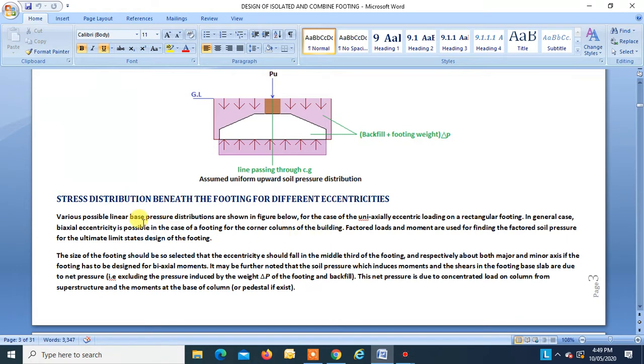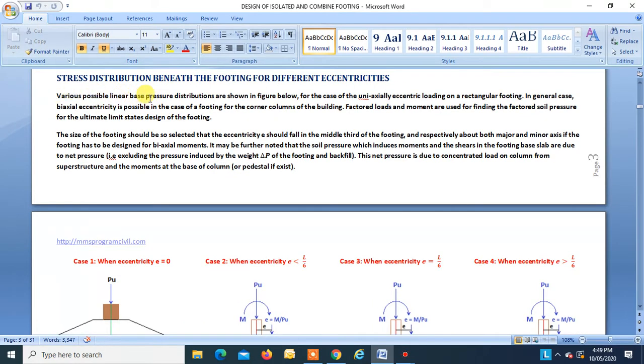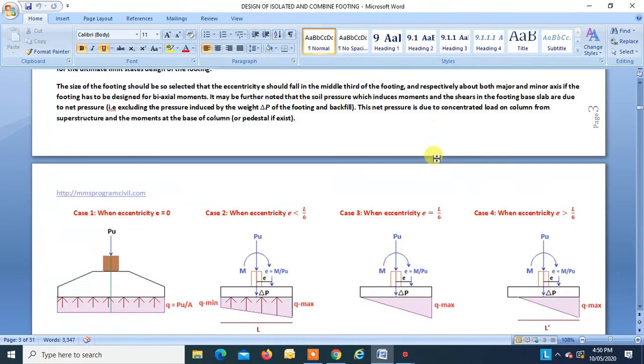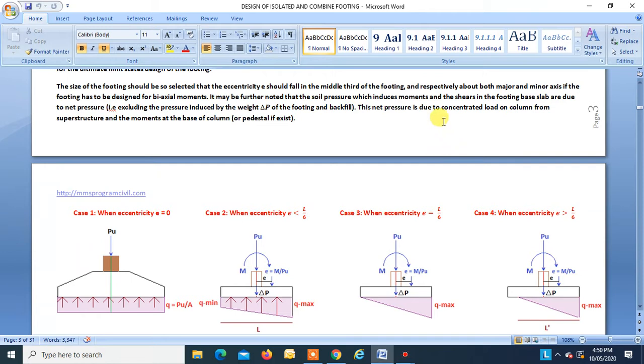Distribution beneath the footing for different eccentricities. Various possible base pressure distributions are shown in the figure below, for the case of uniaxial eccentric loading on a rectangular footing. You can see the distribution of upward soil pressure: uniform, trapezoidal, triangular.